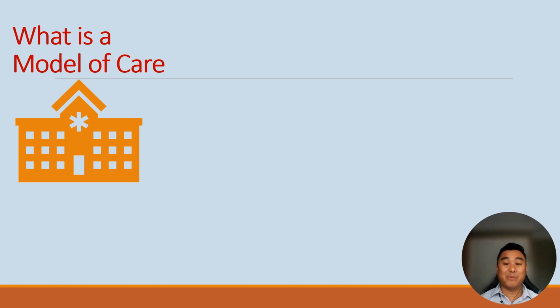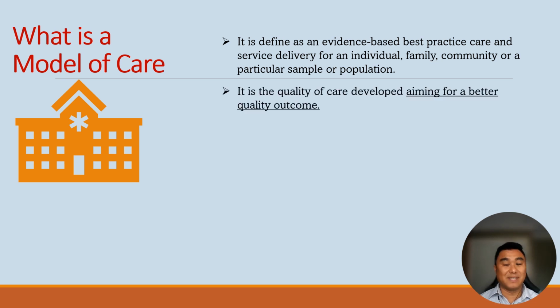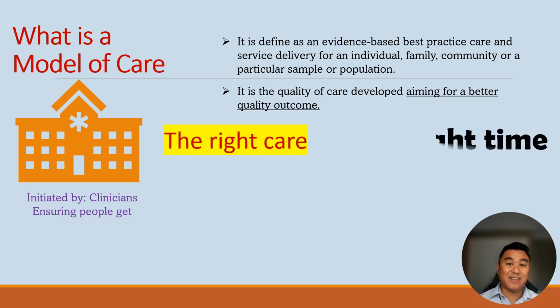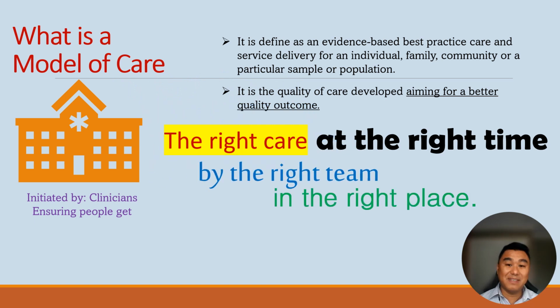But before we go anywhere else, let's first define what a model of care really is. I took this definition from the NSW Agency for Clinical Innovation, and I quote: a model of care is defined as an evidence-based practice and service delivery for an individual, family, community, or a particular sample or population. It is a quality of care developed aiming for a better quality outcome. It is initiated by clinicians, ensuring people get the right care at the right time by the right team in the right place.